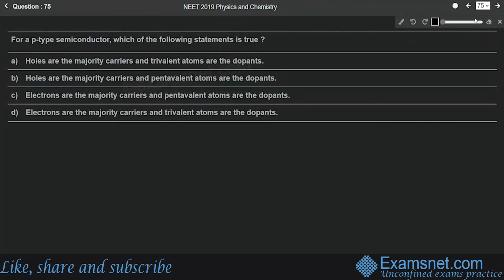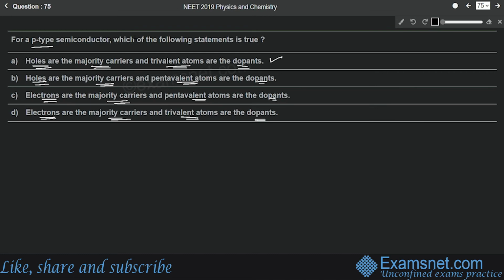Question number 75 is from the chapter Semiconductor Electronics, and the question is, for a p-type semiconductor, which of the following statements is true? Option A: holes are the majority charge carriers and trivalent atoms are the dopants. Option B: holes are the majority carriers and pentavalent atoms are the dopants. Then electrons are the majority carriers and pentavalent atoms are the dopants. And the last one is electrons are the majority carriers and trivalent atoms are the dopants. So the correct option will be option number A. That means holes are majority carriers and trivalent atoms are the dopants.